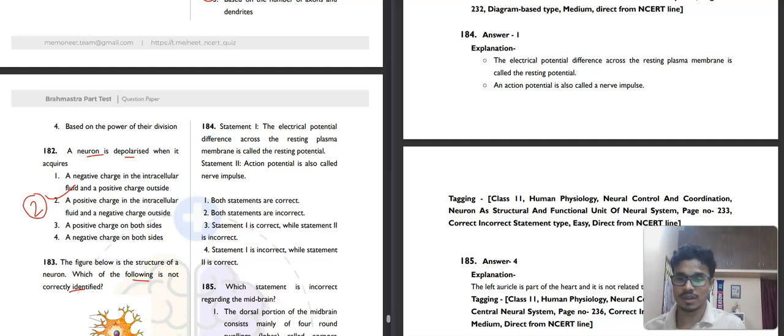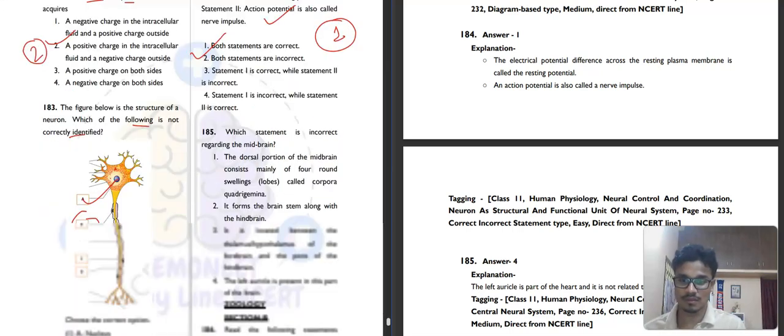Nasal granule present here, right? Question 184 statement: First, the electrical potential difference across the resting plasma membrane is called resting potential. Yes, it is correct. Then action potential is also called nerve impulse. Both statements are correct. So here the first option is the correct answer.